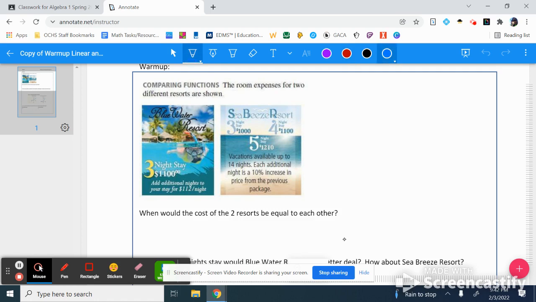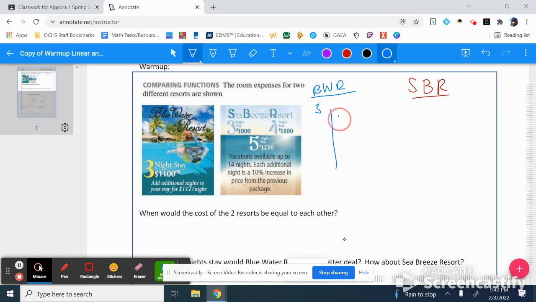Let's do the Blue Water Resort over here, and we'll have the Sea Breeze Resort over here. The first thing we want to do is make sure we understand what's going to happen between each of these two. I know that for 3 nights I can get an $1,100 charge. So we'll go ahead and just start here at 3 nights. Our X values will be our nights. Our Y values will be the price.